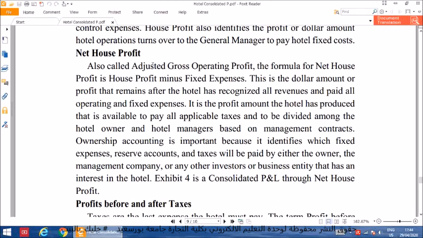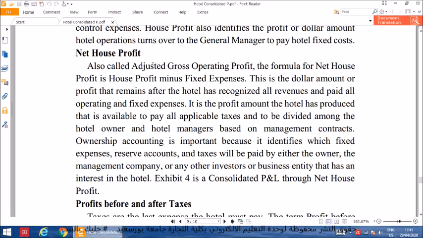Net house profit, also called adjusted gross operating profit. The formula for net house profit is house profit minus fixed expense. This is the dollar amount or profit that remains after the hotel has recognized all revenue and paid all operating and fixed expense. It's the profit amount the hotel has produced that is available to pay all applicable taxes and to be divided among the hotel owner and hotel managers based on management contracts.